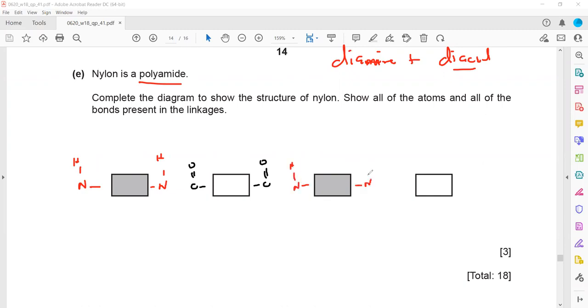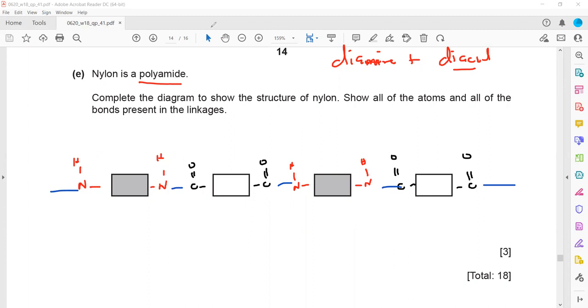One molecule amine group NH, and the other one, you have to learn the structure of nylon. So in a nylon, each monomer contain identical group at the end. So one molecule contain both side amine group, the other molecule contain both side carboxylic, and you just link them together and they will have an amide or a peptide linkage. So this is how we draw the structure of a nylon.